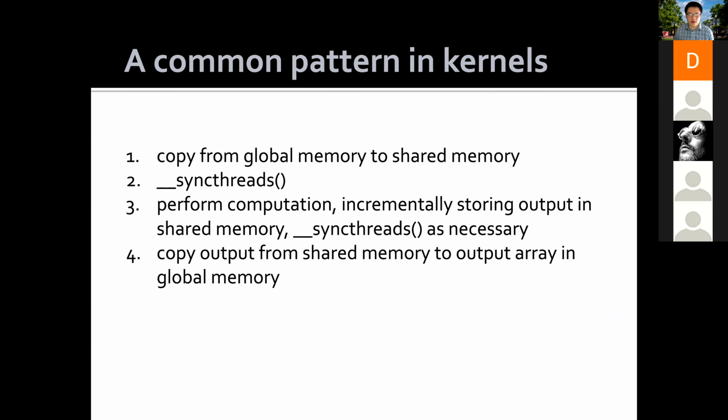Okay, a common pattern in the kernel: you copy the data from global memory to shared memory, and you do the synchronization because you initialize the shared memory, right? Then you perform the computation, incrementally storing the output to shared memory and synchronizing as necessary. And finally, you copy the output from shared memory to the output array in the global memory, right? I will give you the matrix multiplication example later. But the general idea is you break down your computation into multiple steps, right? Partial steps can be finished in shared memory. After you finish that, you just copy the data back to global memory. Okay, that's the key idea.